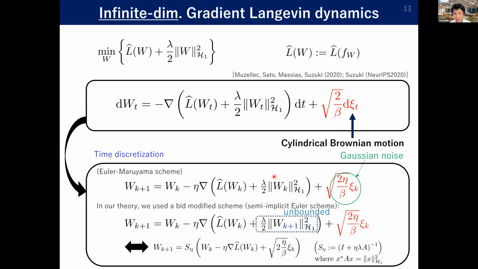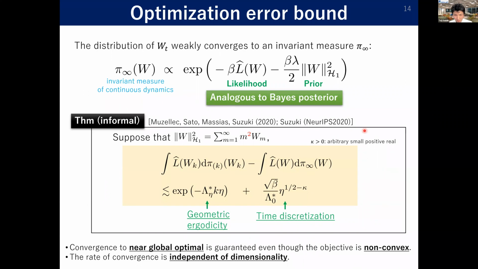More precisely, this L2 norm is not bounded, so we should replace it by the RKHS norm or W^{k+1}. This is called a semi-implicit Euler scheme, but this is more of a technical detail. You may consider this the Euler-Maruyama scheme. A good point of gradient Langevin dynamics is that it has an invariant measure, pi infinity, which is given like this. The invariant measure is a stationary distribution.